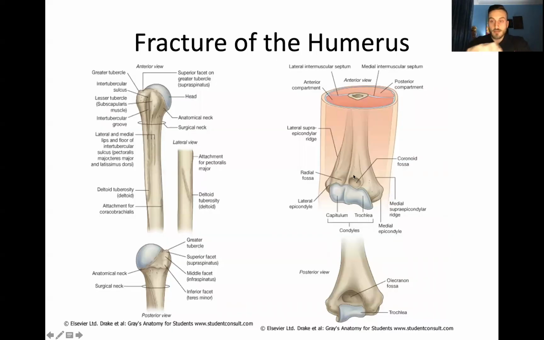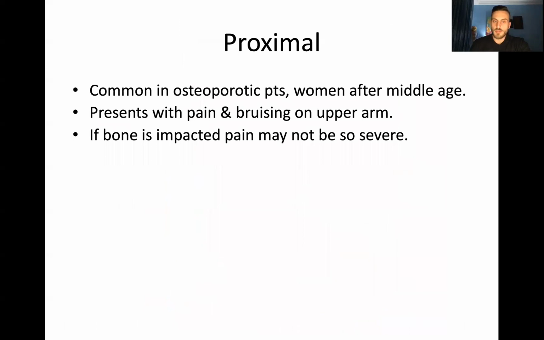This was very fast, the shoulder dislocation. What about the proximal humerus fractures? For the proximal humerus, it's common in osteoporotic bone, usually in women. They present with pain and bruising like any other fracture, and are unable to move the arm.